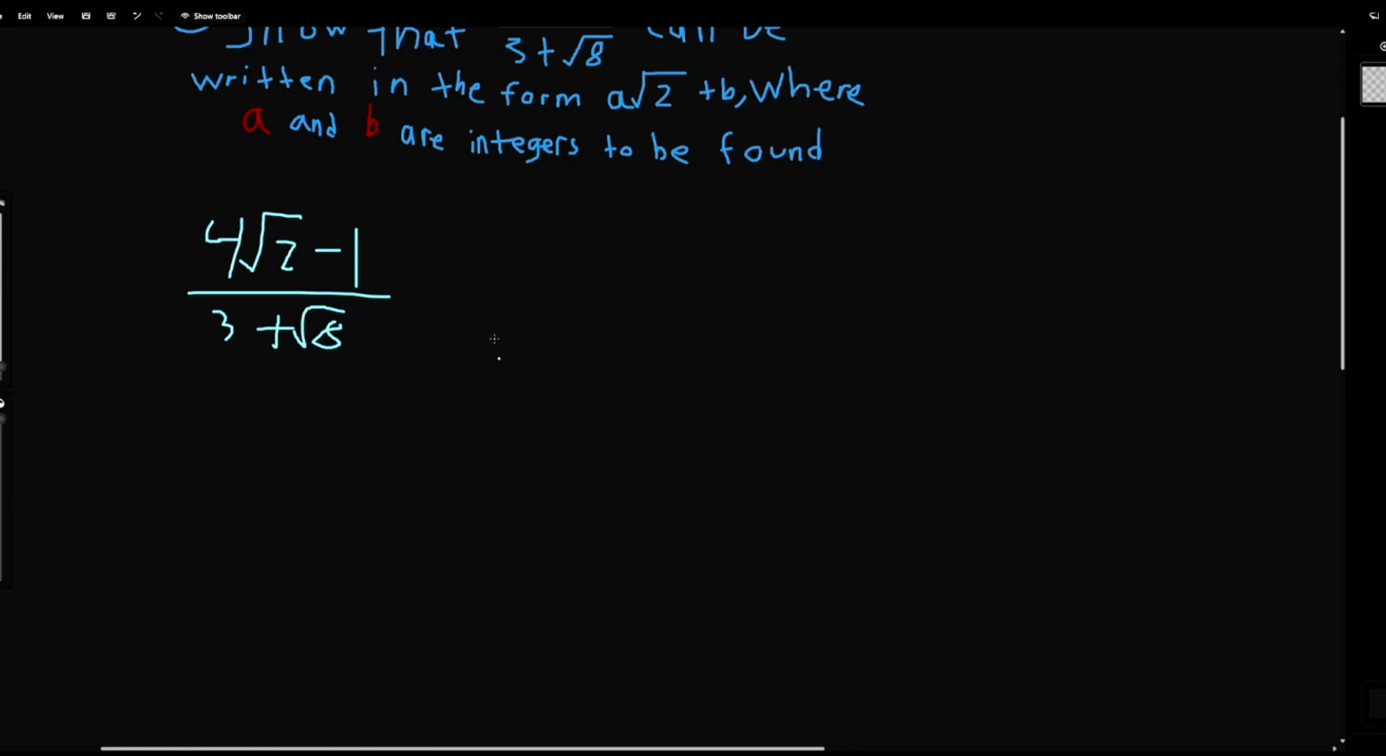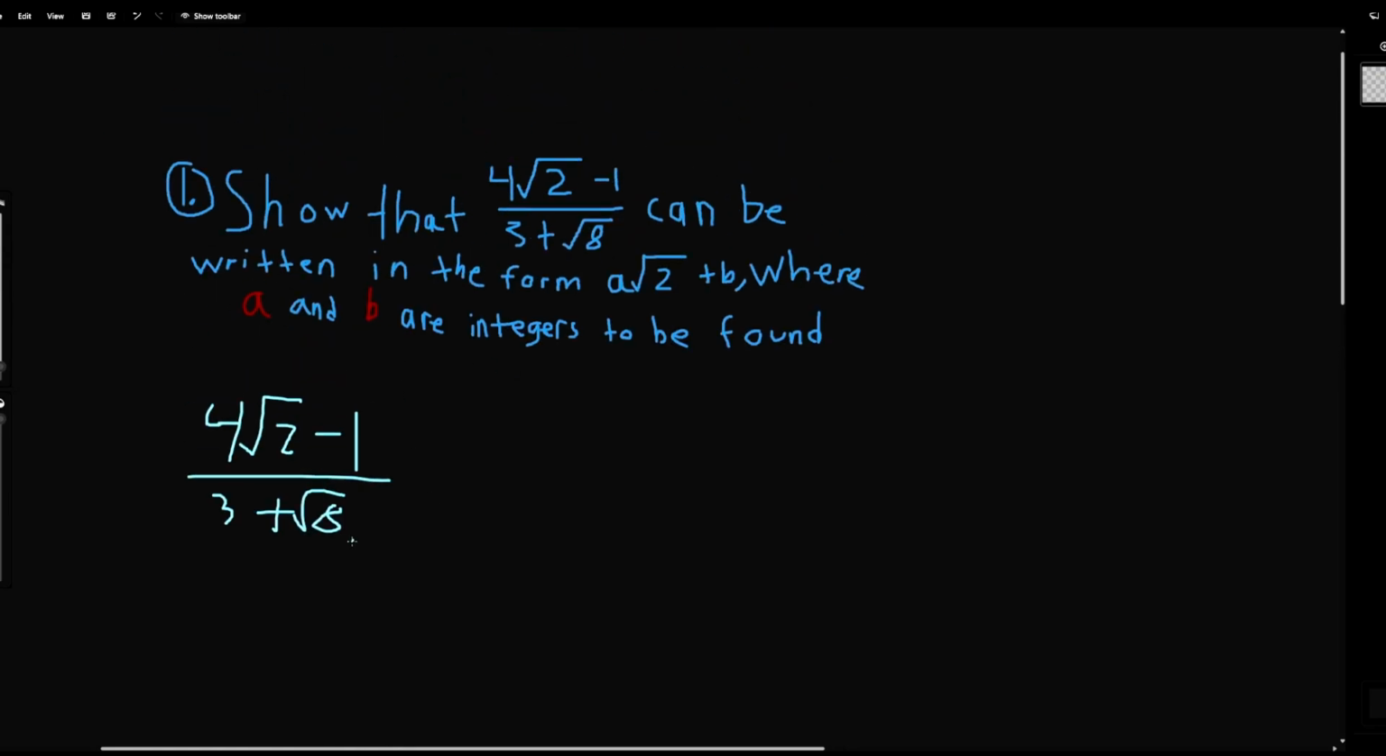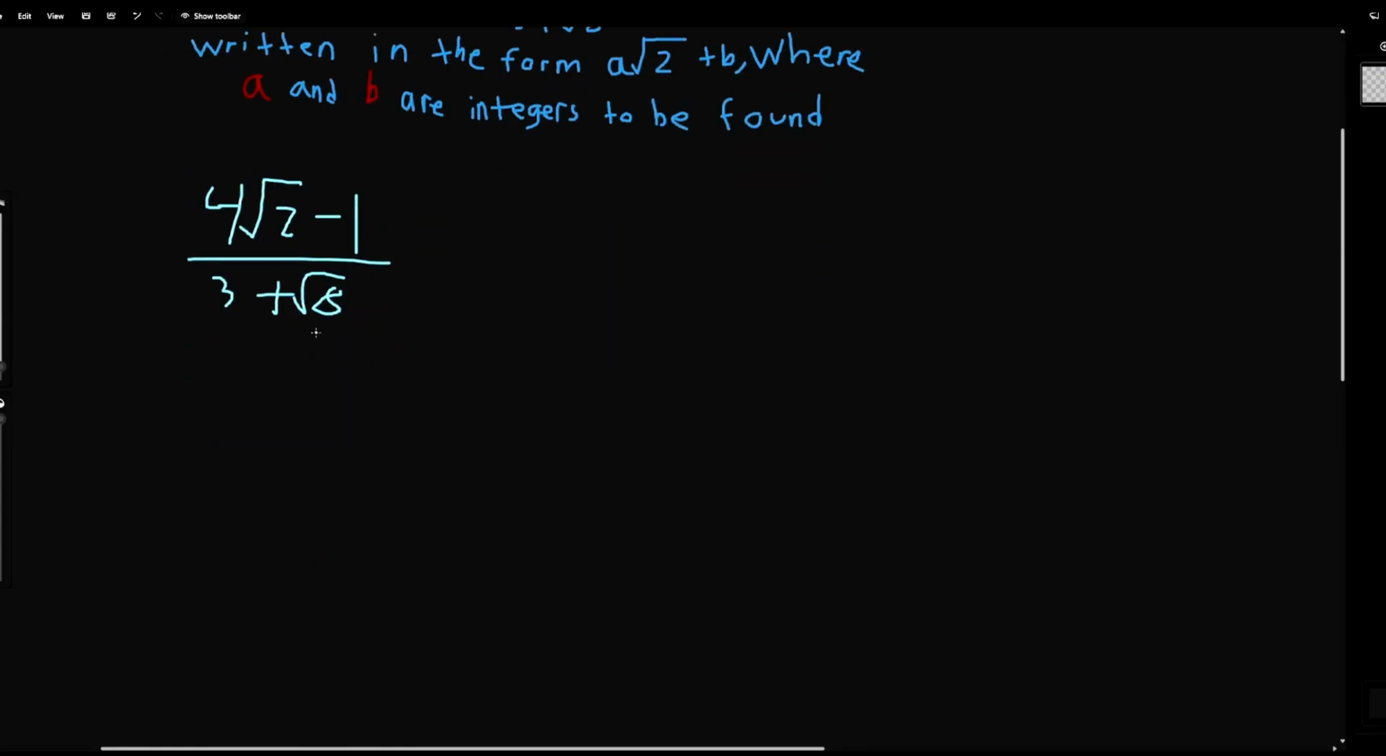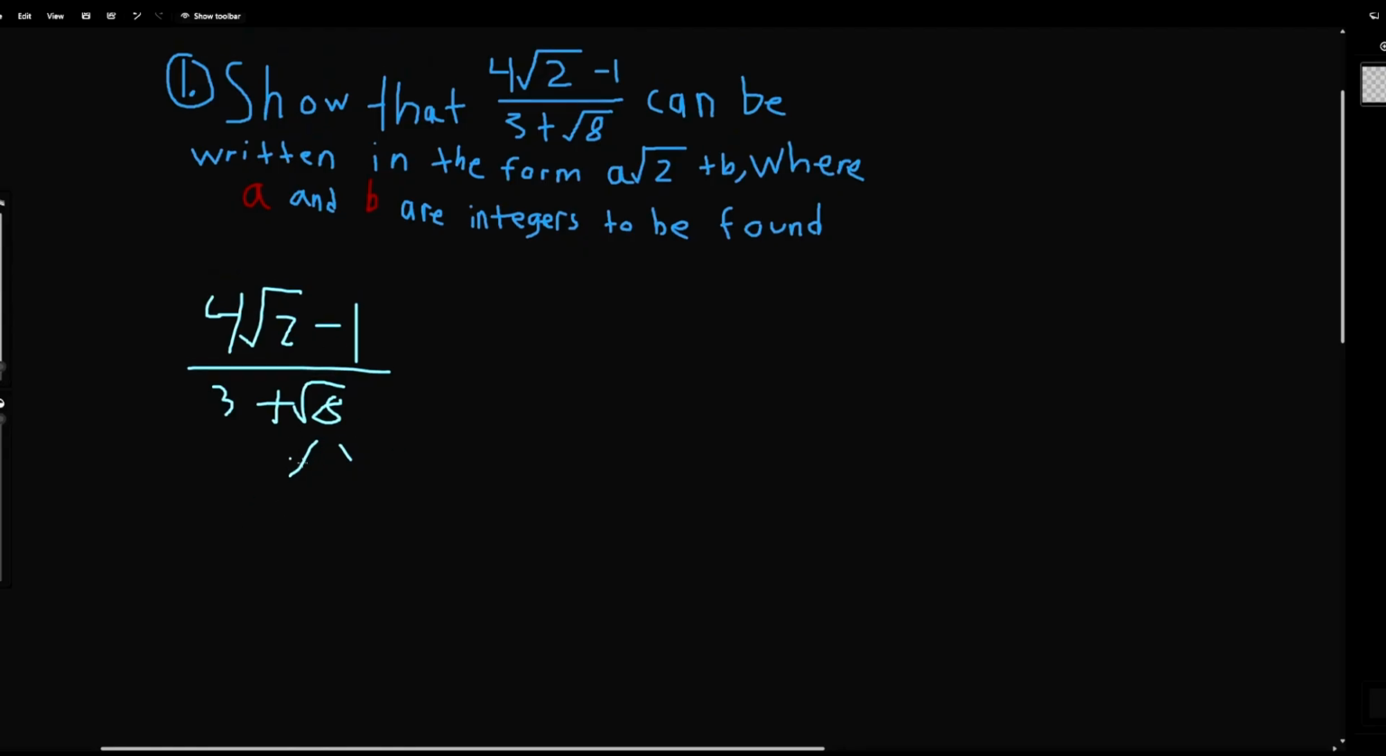First thing we can simplify, I would say, is definitely this √8. What is √8? Basically, it's √4 times √2, right? √4 is just 2. So 2 times √2 gives us 2√2. So let's input this back into our equation. So (4√2 − 1) over (3 + 2√2).